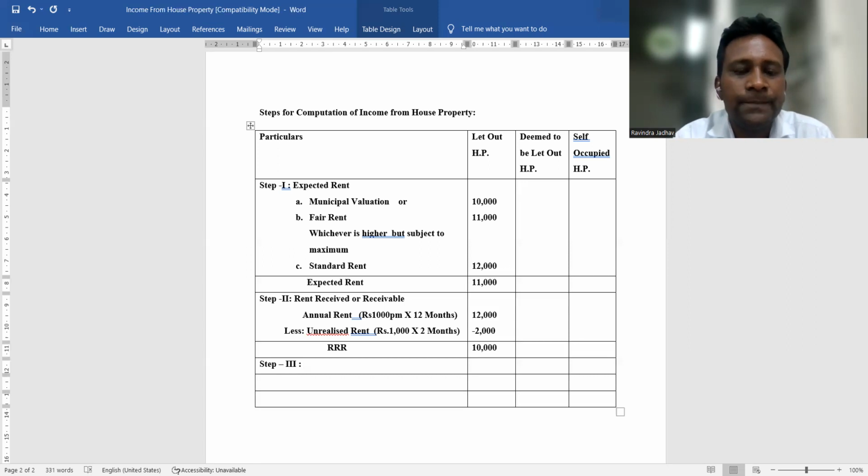Step number 3. Now we just compare step number 1 and step number 2, whichever is more.